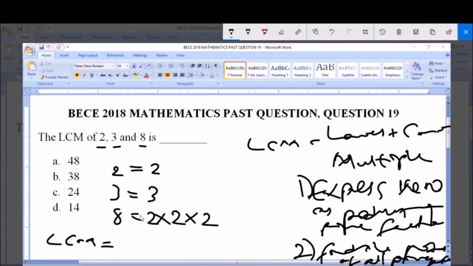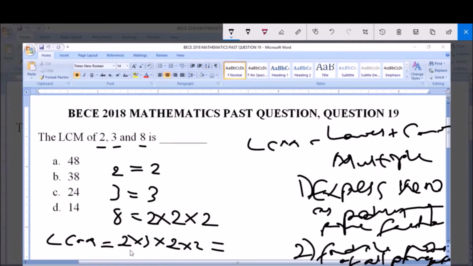It will be equal to 2 multiplied by what? The 3. Now normally you will say what? Multiply by this 2, but no, because this 2 is already present here, so we move to the next 2, multiply by 2, multiply by 2, and this will give us what?